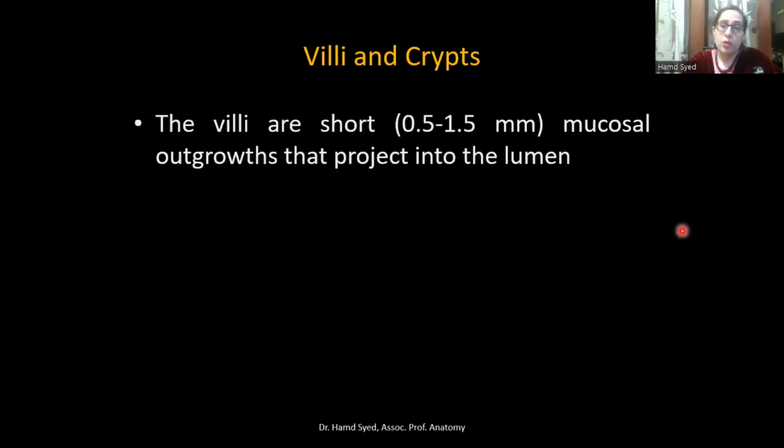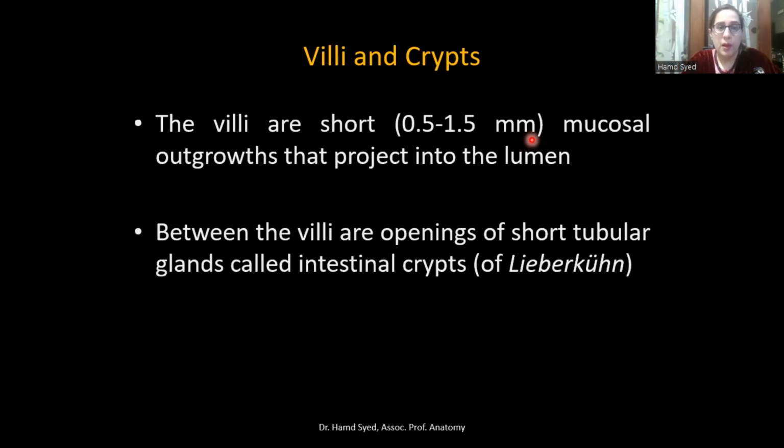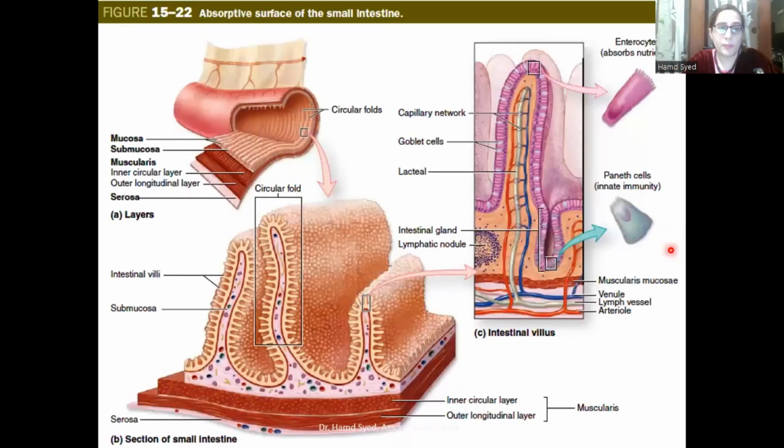Now, the second special modification, which increases surface area for nutrient absorption within the small intestines, is the villi. And when we talk about the villi, remember their dimensions, they're just about 1 millimeter in length, and they're the outgrowths of the mucosa, and they project into the lumen of the small intestine. Between the villi, there are the openings or in-depth invaginations, which are known as the short tubular glands called intestinal crypts of Lieberkühn. And they additionally increase the surface area for nutrient absorption.